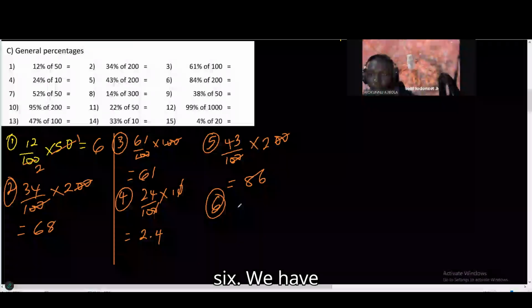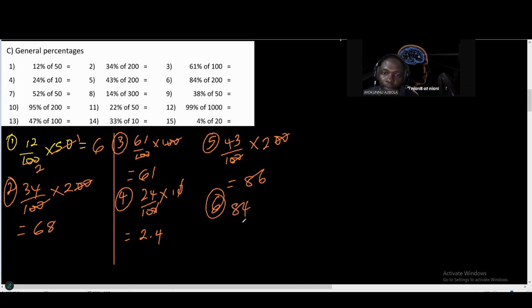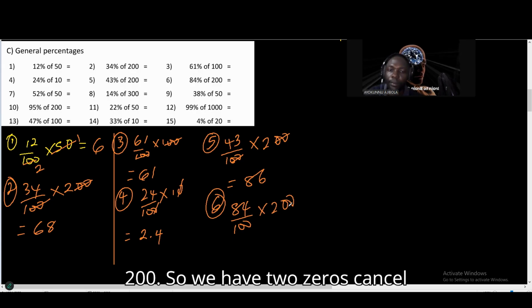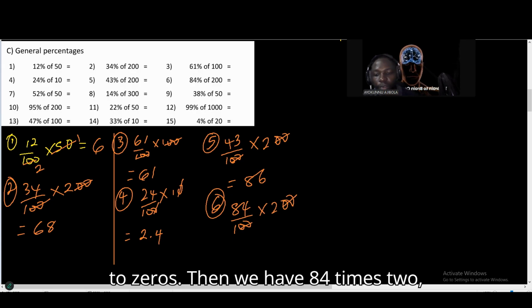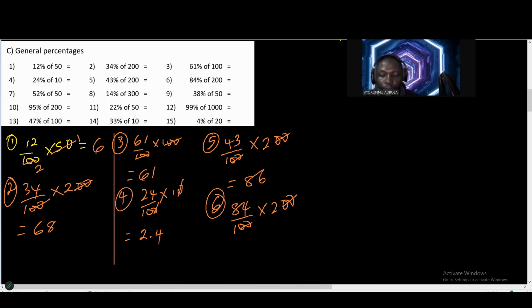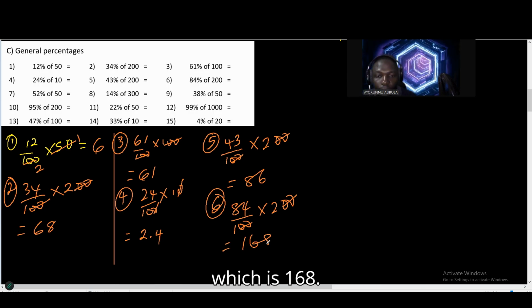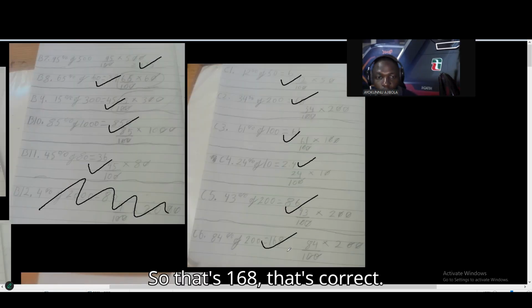number 6. We have 84% of 200. So we have two zeros, cancel two zeros. Then we have 84 times 2, which is 168. So that's 168, that's correct.